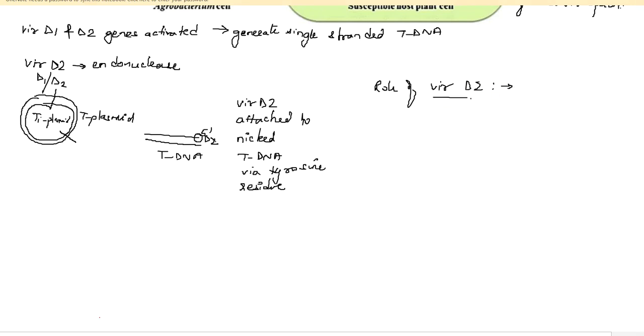First of all, when VirD2 remains bound to the 5 prime end of the T-DNA, it might prevent the T-DNA from exonucleolytic attack. One strand it is going to prevent, because they are going to make single stranded T-DNA. So it is preventing the T-DNA strand from exonucleolytic attack.